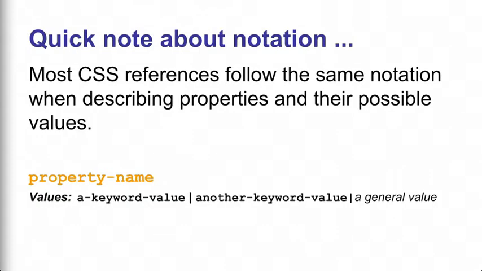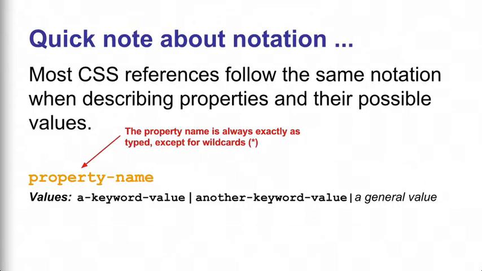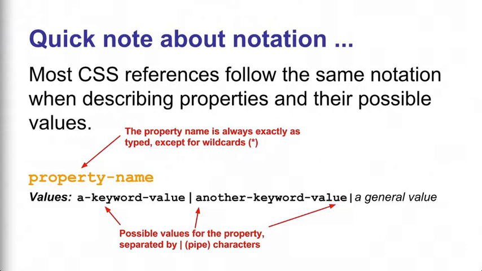Jennifer Robbins' first books were language references intended to catalog each and every nook and cranny of HTML and CSS. To keep such books as concise and precise as possible, most authors have adopted notation something like the one used here for CSS properties. The property name is given as a keyword literal. It's always exactly like it's typed. The possible values of the property are given as a list, with a pipe character separating the items.